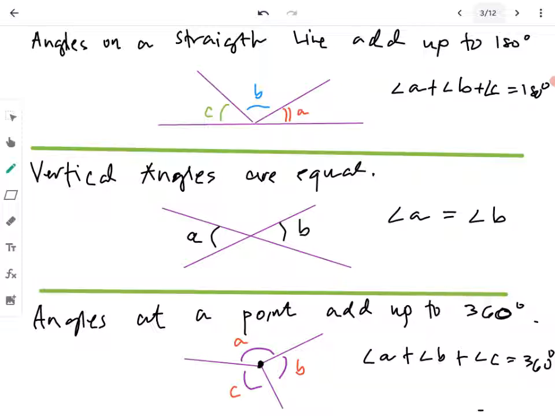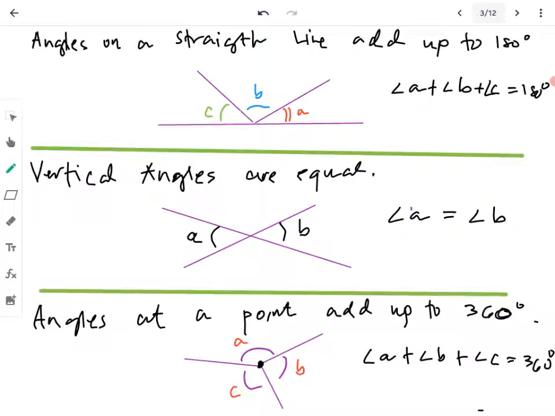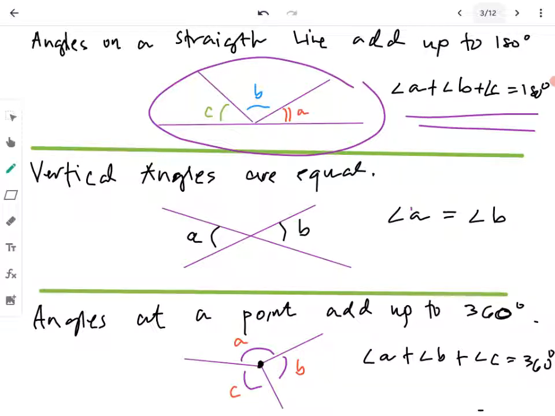Number one is, if we have angles on a line, they all add up to 180 degrees. Angles on a straight line add up to 180 degrees. Here we have a straight line, and there are adjacent angles within that straight line. In particular, we have angle A, angle B, and angle C. When you add all of these, it is 180 degrees.